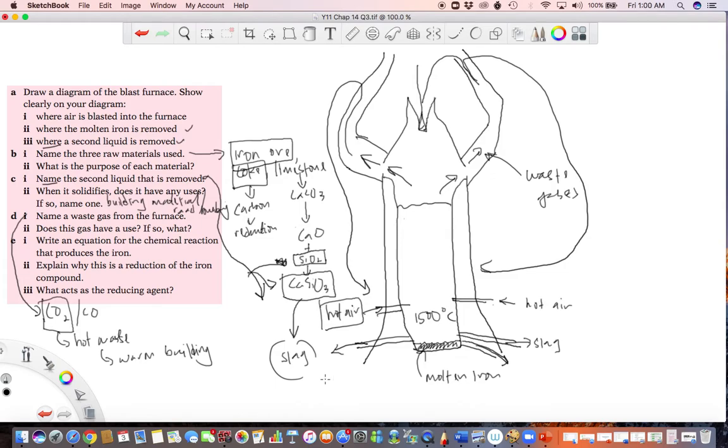Explain why this is a reduction of the iron compound. Same thing, because iron oxide is going to lose oxygen to carbon to form iron and carbon monoxide. So you can see carbon is gaining oxygen, carbon is undergoing oxidation. Therefore, that answers the last question. Since carbon is undergoing oxidation, it behaves as the reducing agent.